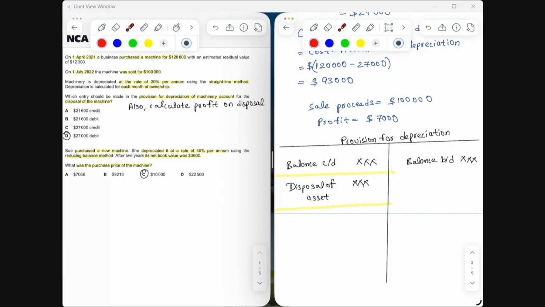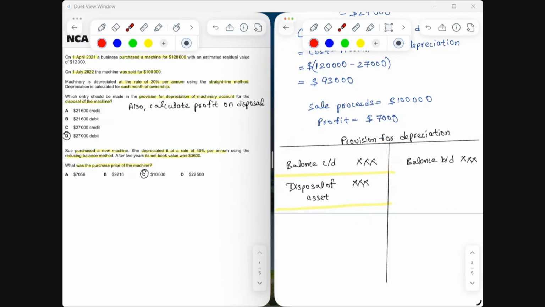So on the credit side of the provision for depreciation or accumulated depreciation ledger account, we are including the opening balance, which is balance brought down. Therefore, the closing balance must be recorded on the debit side, which is balance carried down. Now, anything that is entered on the credit side of this account will mean that the provision for depreciation or the accumulated depreciation is increasing. But anything that is entered on the debit side of this account should obviously reflect a reduction in the provision for depreciation or accumulated depreciation balance, right?